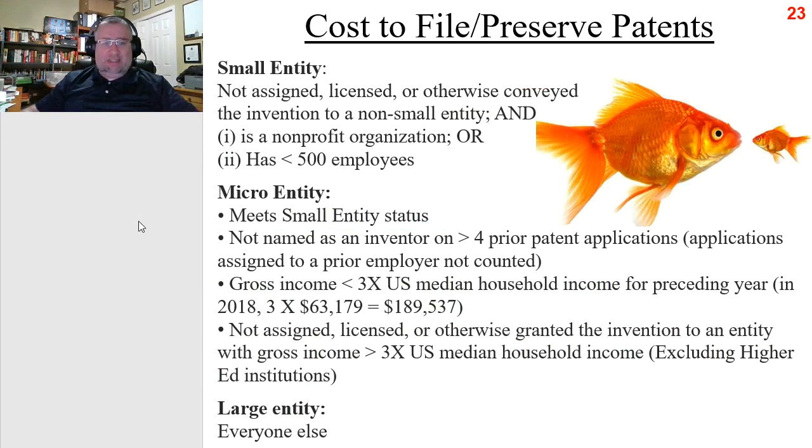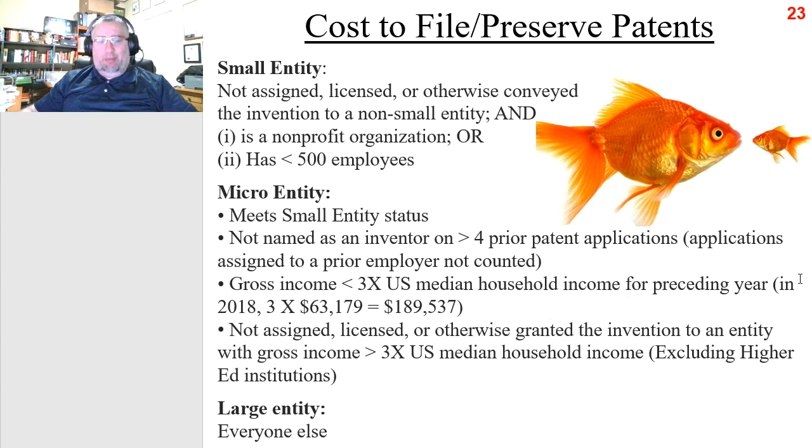If you're a micro entity, this is basically an individual, right, or really, really small organizations. They have to first meet all of the small entity status requirements, and then they cannot be named as an inventor on more than 4 prior patent applications. And it turns out that patent applications filed with your name on it when you're employed by a previous employer, those are not counted. But if you as an inventor have 4 or more patents, then you can't qualify as a micro entity. Plus, your gross income has to be less than 3 times the U.S. median household income for the preceding year.